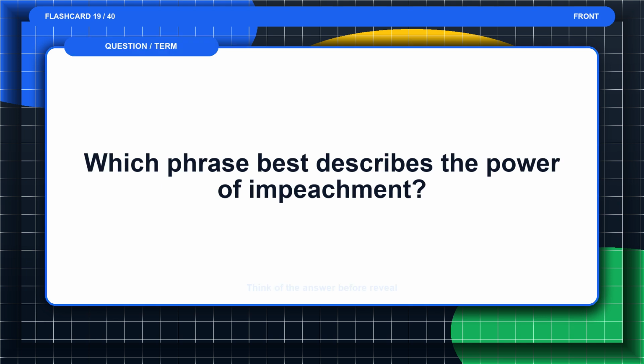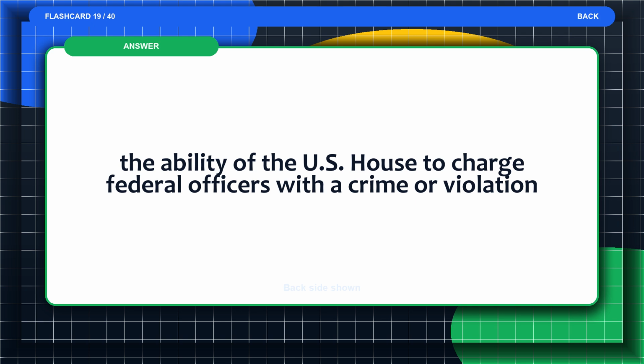Flashcard 19. Which phrase best describes the power of impeachment? Think of the answer before the reveal. The answer is the ability of the U.S. House to charge federal officers with the crime or violation.